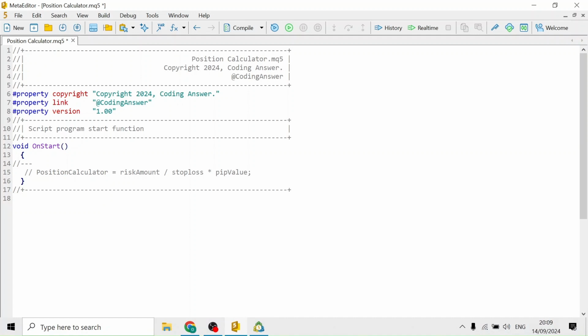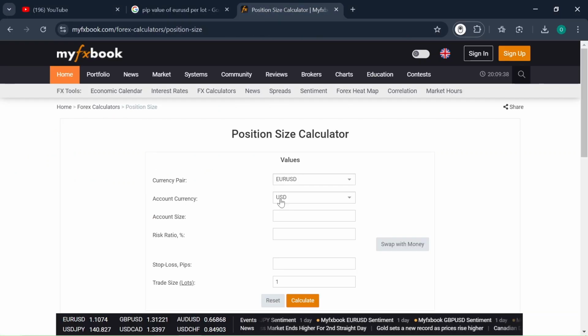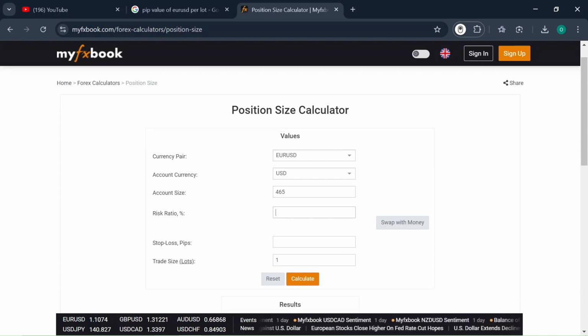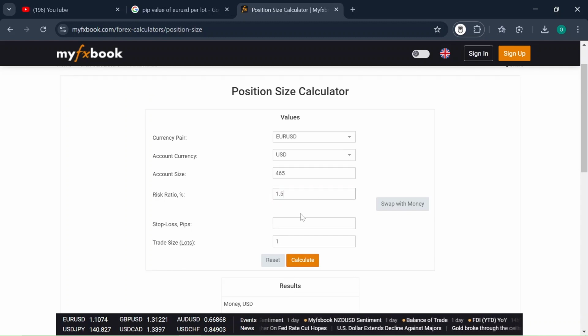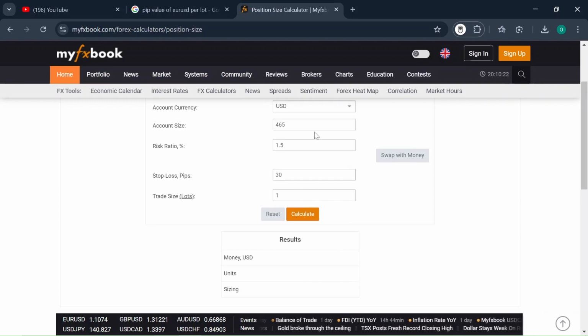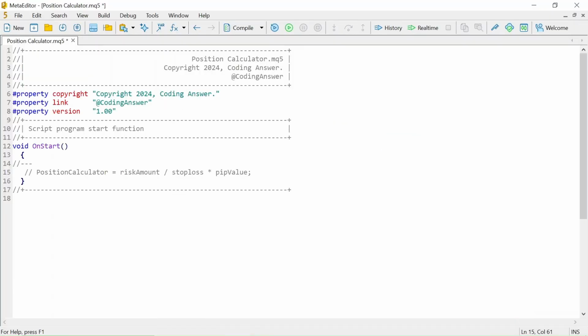Okay, so this is the formula that my FX book uses to calculate positions. Let's just say you have a random number, a $465 account, and you want to risk 1%, or maybe 1.5%, and then your stop loss is 30 pips. So that's what we're working with. Let me get back to MetaTrader and write this down.